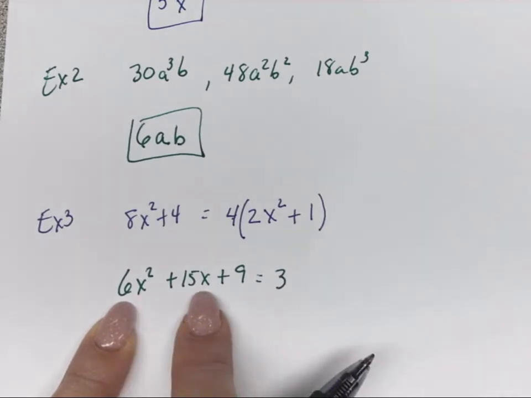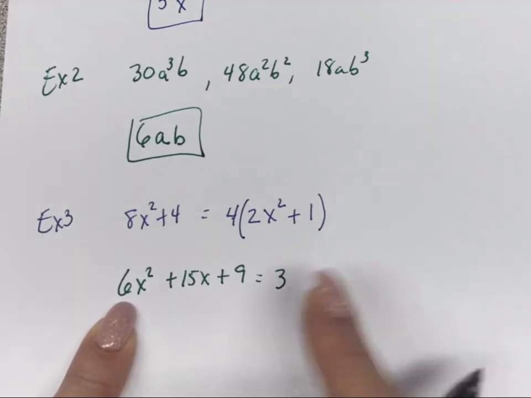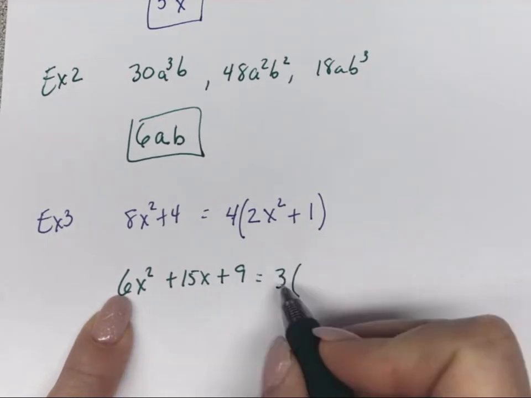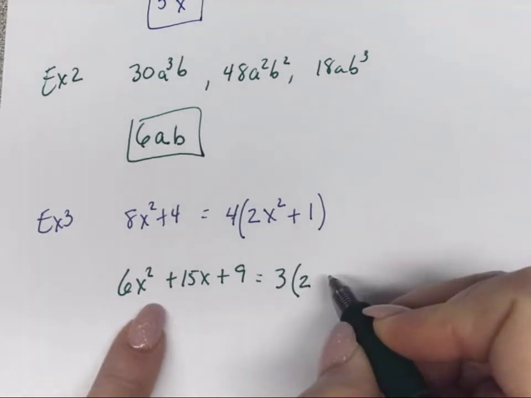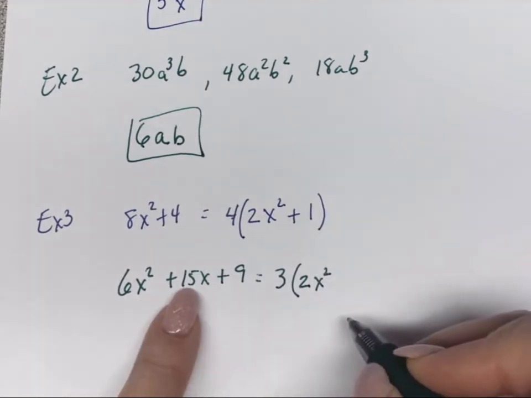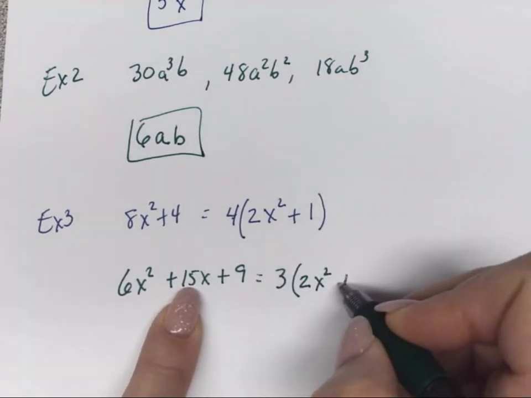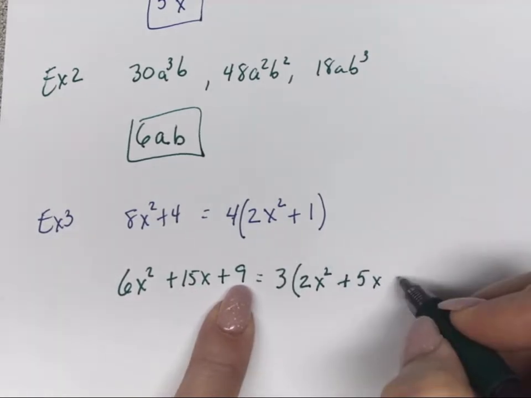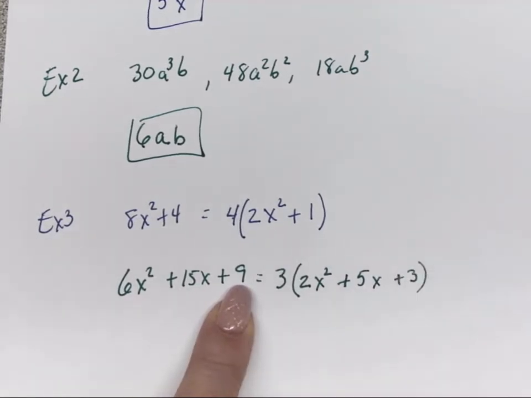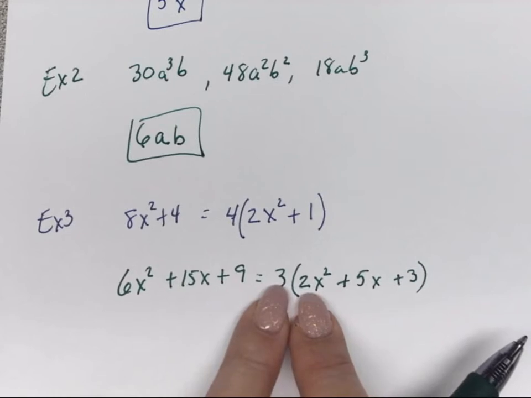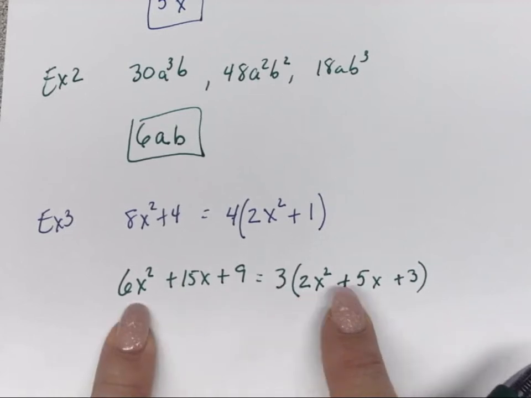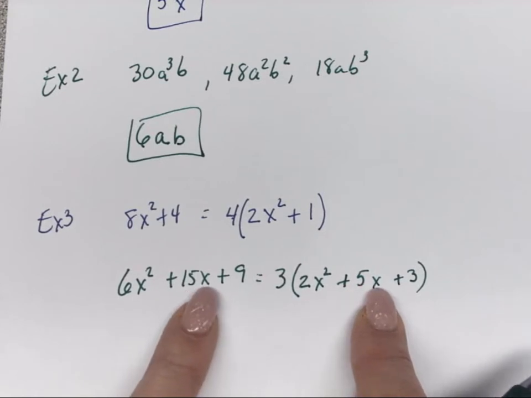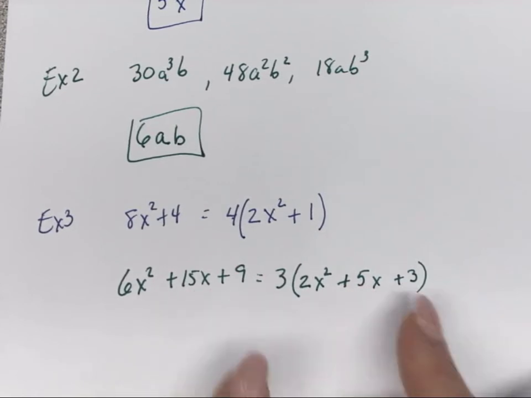Do they all have an x? They do not. So I'm just going to divide 3 out. 6 divided by 3 is 2 times the x squared. 15 divided by 3 will be 5 times the x. And 9 divided by 3 will get us 3. And I can multiply that back. 3 times 2 is 6x squared. 3 times 5 is 15 times the x. And 3 times 3 is 9.